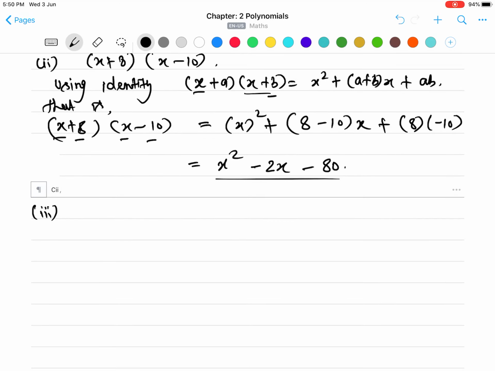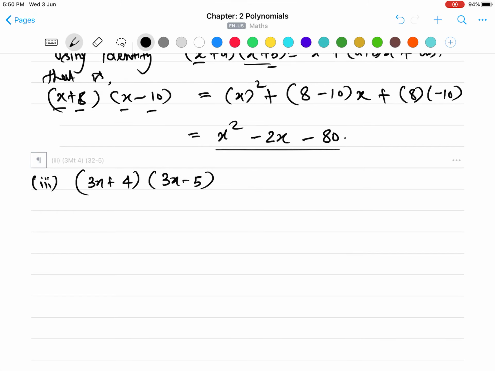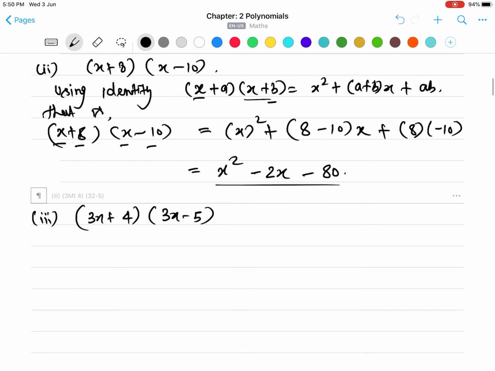Then we have part 3, which is 3x plus 4 multiplied to 3x minus 5. Okay, now again we can use the same identity, which is identity number 4. So you will write using identity.